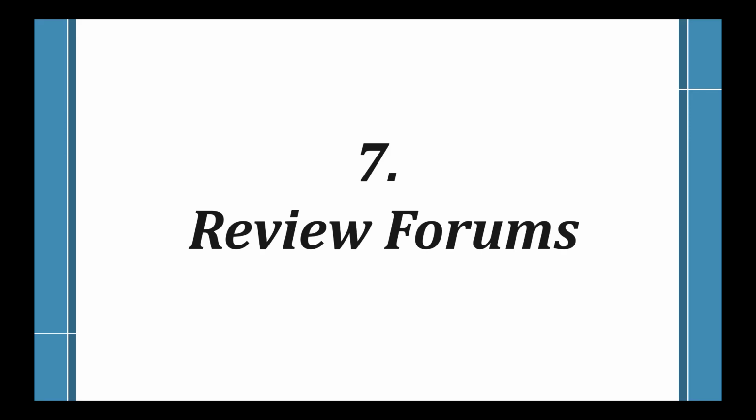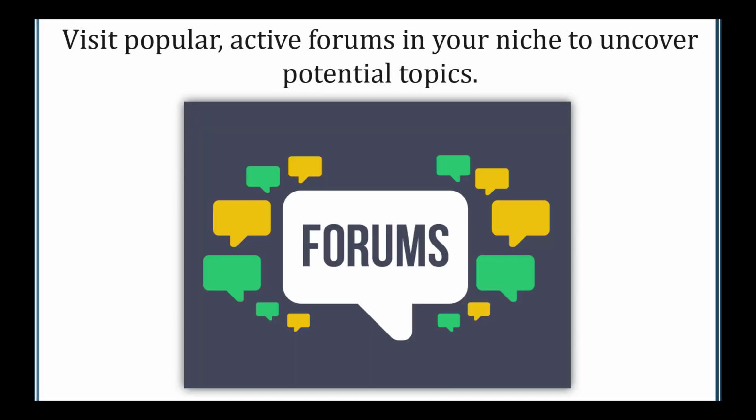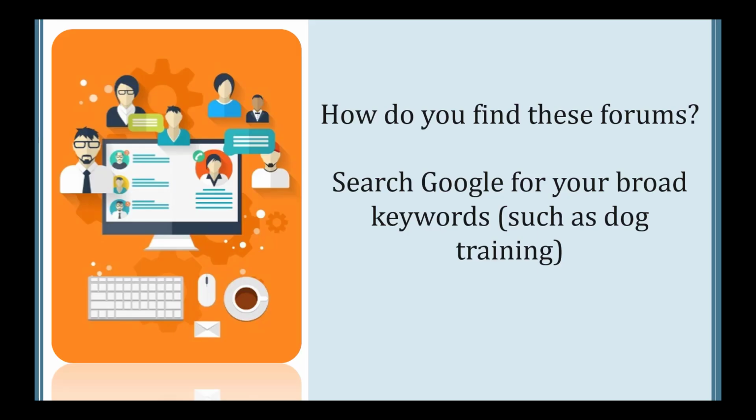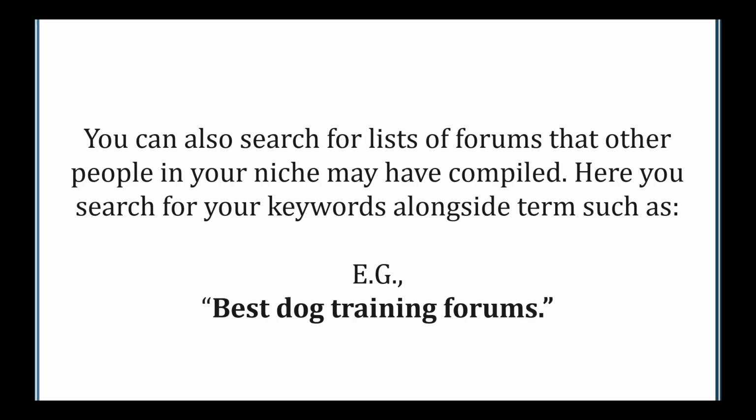Next up, review forums. Visit popular active forums in your niche to uncover potential topics. Now, how do you find these forums? Search Google for your broad keywords, such as dog training. You can also search for a list of forums that other people in your niche may have compiled. Here, you search for your keywords alongside terms such as best dog training forums.